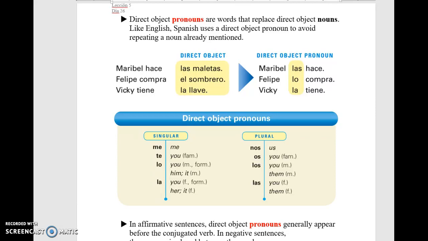Felipe lo compra. Vicky tiene la llave. So Vicky has the key. Or Vicky has it. And it, meaning the key. Vicky la tiene.